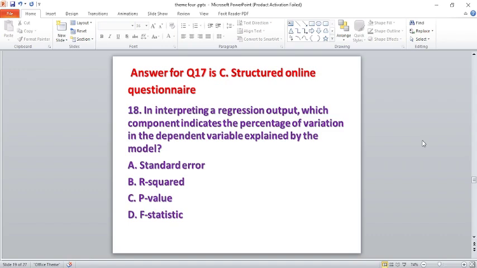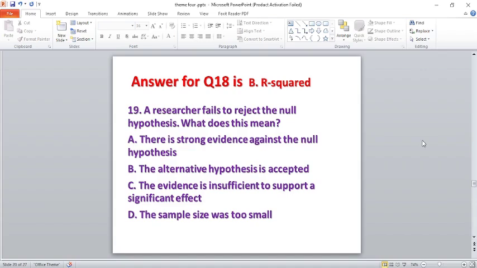Question number 19. A researcher failed to reject the null hypothesis. What does it mean? A. There is strong evidence against the null hypothesis. B. The alternative hypothesis is accepted. C. The evidence is insufficient to support a significant effect. D. The sample size was too small. The answer for this question is C. The evidence is insufficient to support a significant effect.